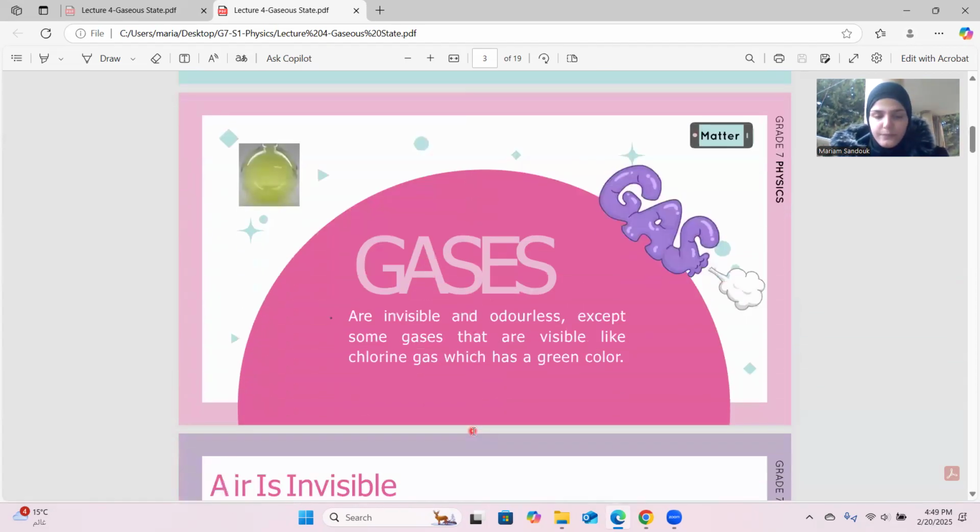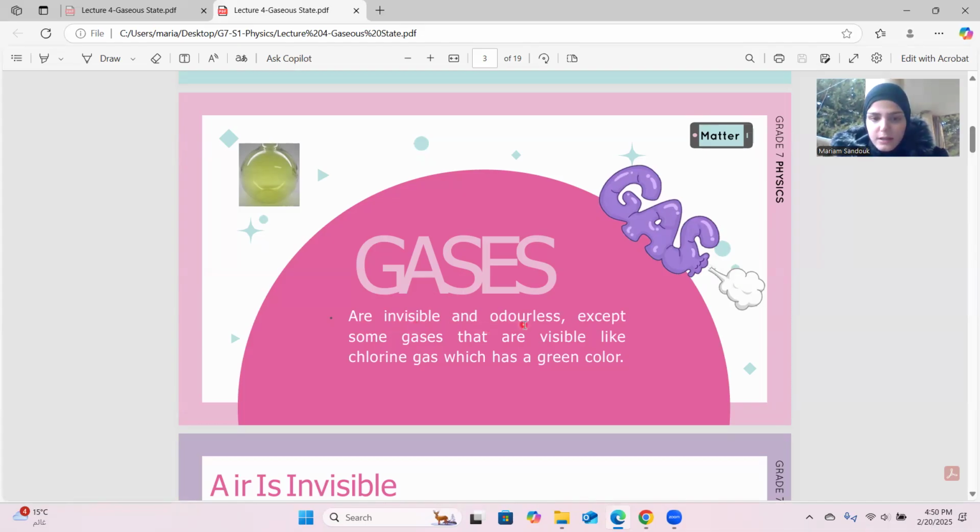Let's start first. So we have covered in chapter 1 the solids and liquids in details with their characteristics and everything related to them. Now it's the turn of gases. So what are gases? Gases are invisible and odorless. What do we mean by invisible and odorless? Invisible means that they are not seen. We cannot see them with our naked eyes. Okay? Odorless, they have no smell.